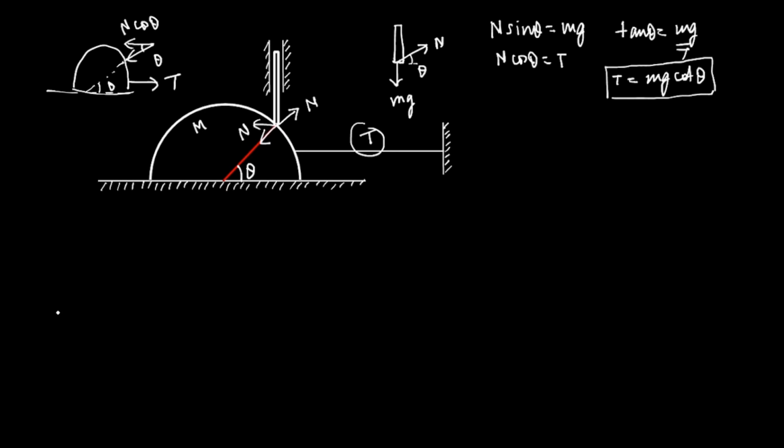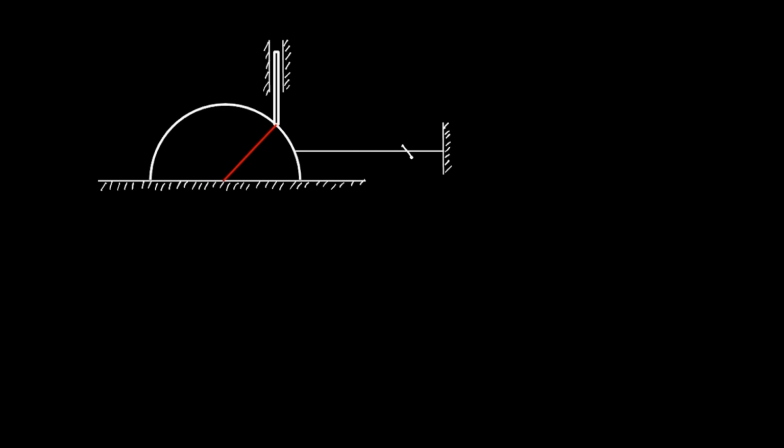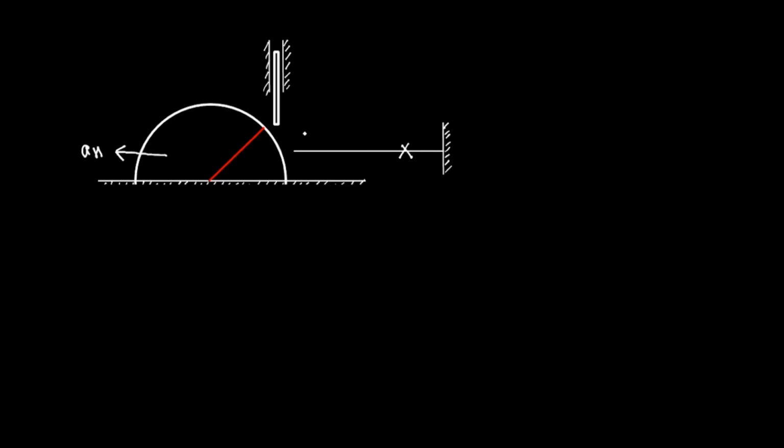Now, next part. In the next part, what is happening? The string is just cut. So, let us move to the next part. The string is now cut. Then what is happening? As the string is cut, this rod was already pushing the hemisphere. So, this hemisphere will start moving towards right with some acceleration. In a very small interval of time just after the cut, this hemisphere will be shifted by, let us say, dx. Watch it carefully.